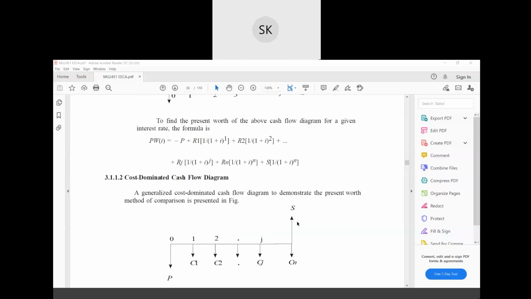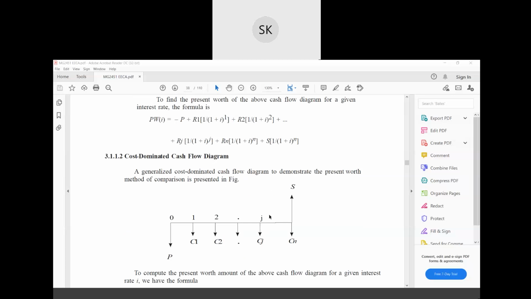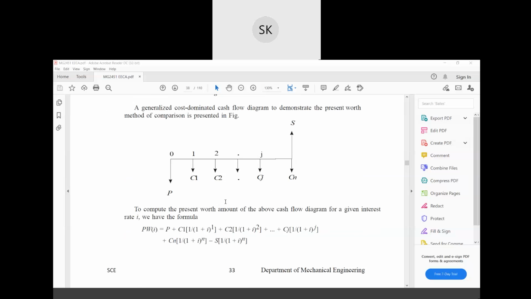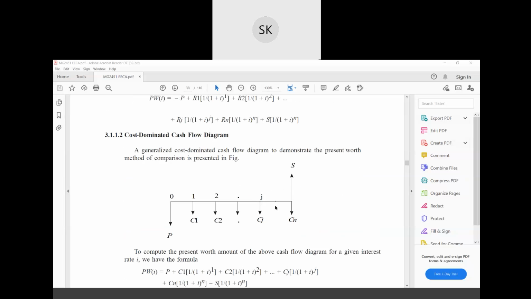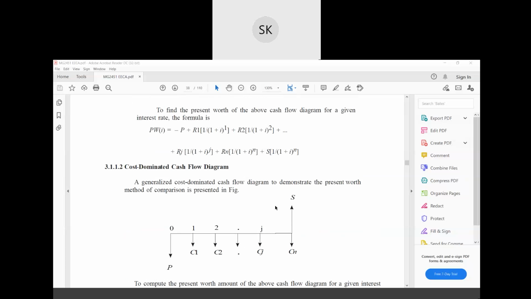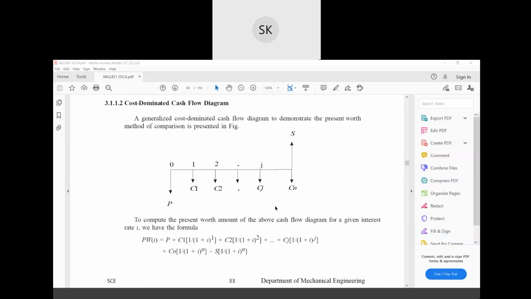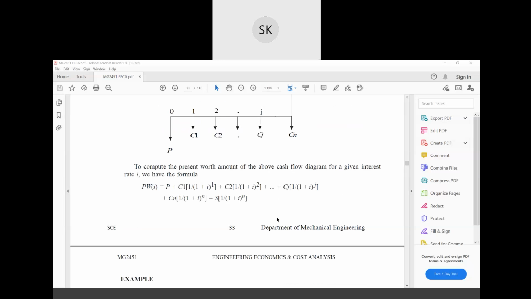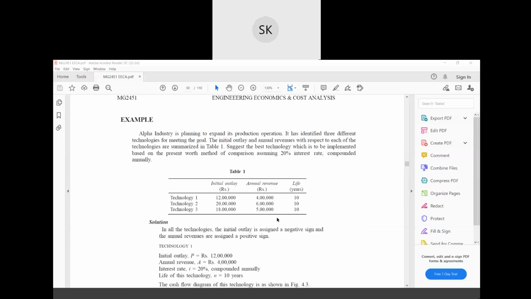Now in cost dominated, you see a generalized cost-effective cash flow diagram to demonstrate the present worth method of comparison, shown below. So it has a formula. Here it is not minus P, it is capital P, and the formula is a little bit the same, just that it won't have the minus sign. Just remember the formula. See this example.